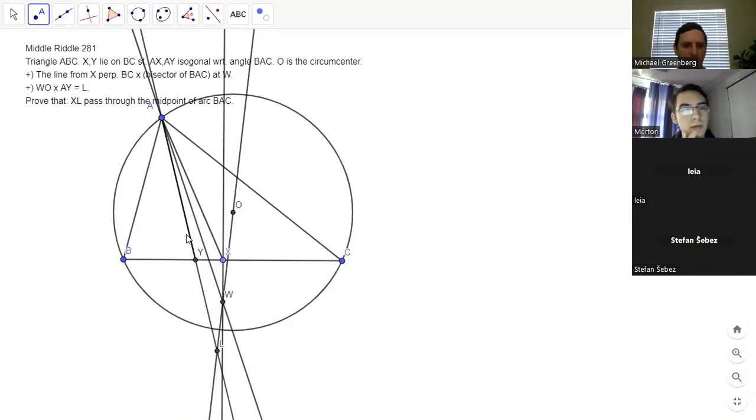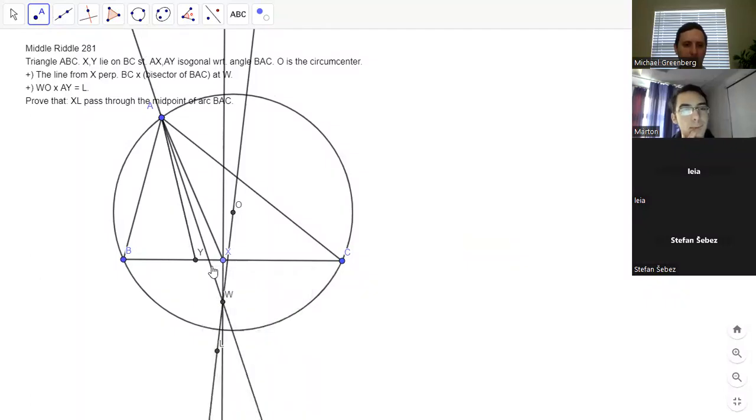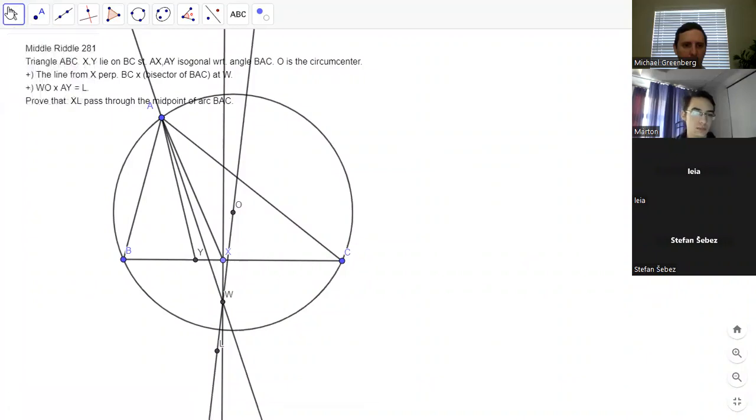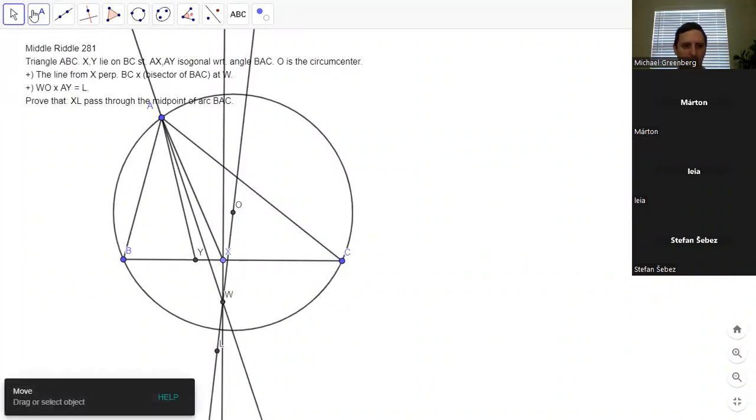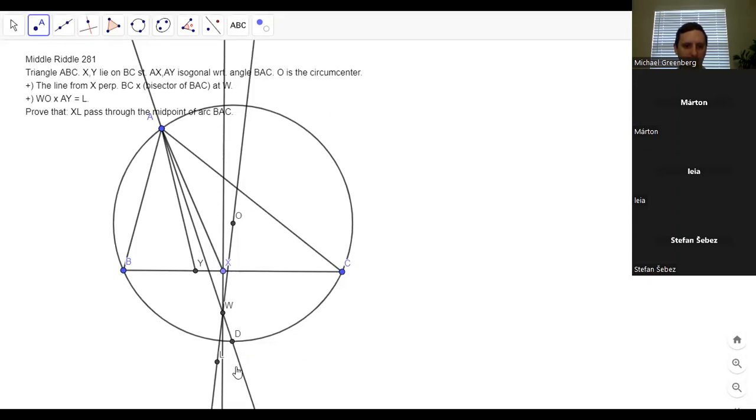And we want to show XL passes through the midpoint of arc BC. So there's a lot of, let's draw this point. This point is the midpoint of arc BC, the smaller arc BC.